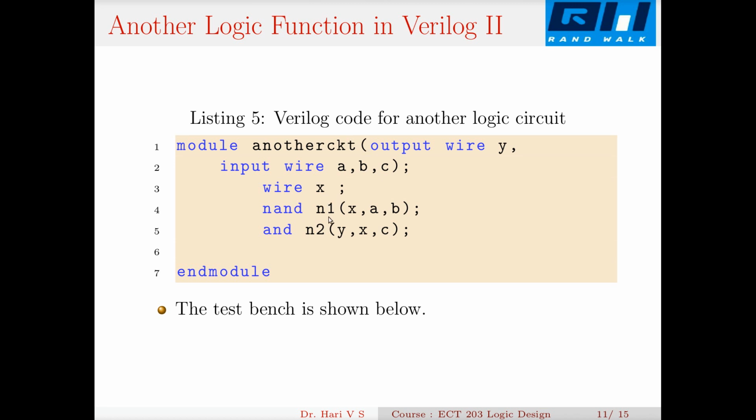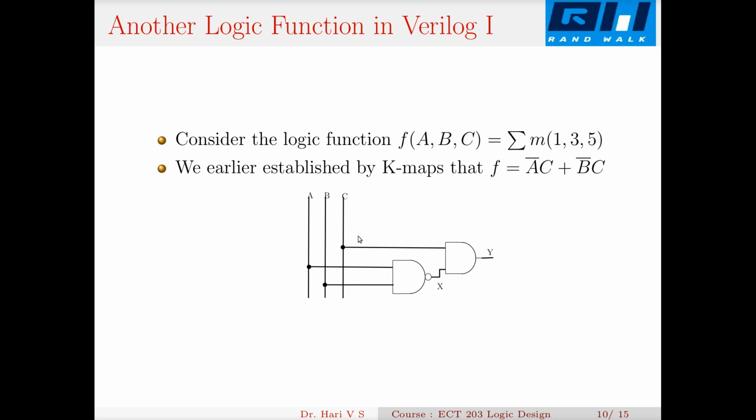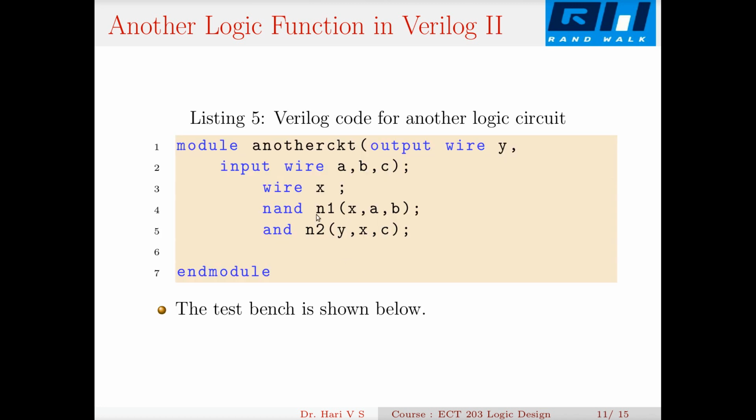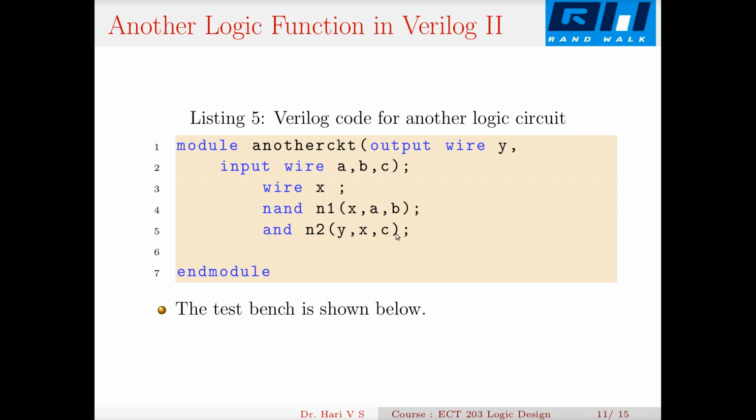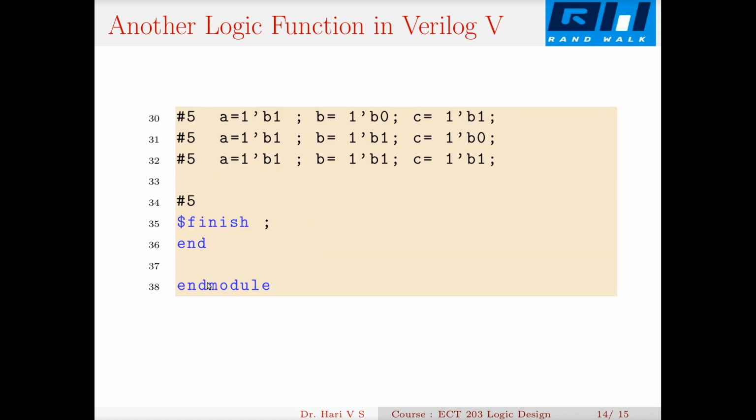I say NAND with A comma B. What is this X? X is A NAND B, and the last one, Y, is X ANDed with C. So it is an AND module. The test bench looks like this. We will run this code.